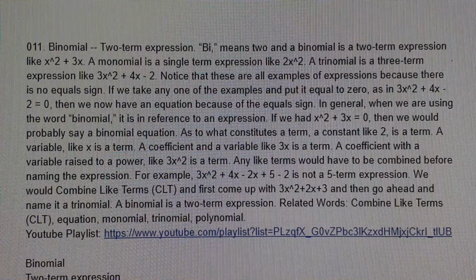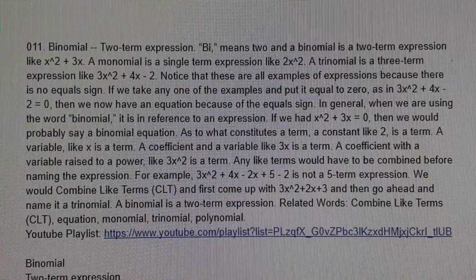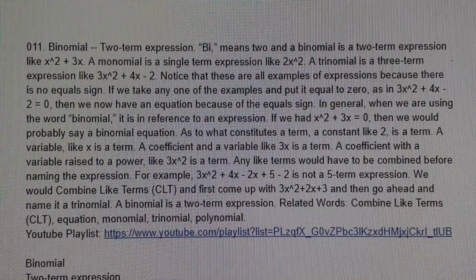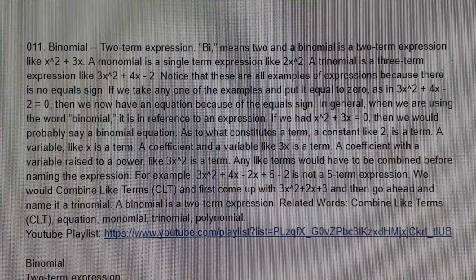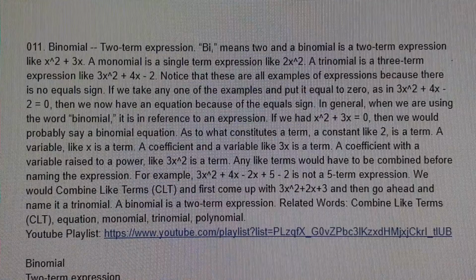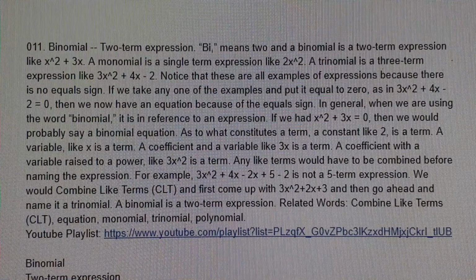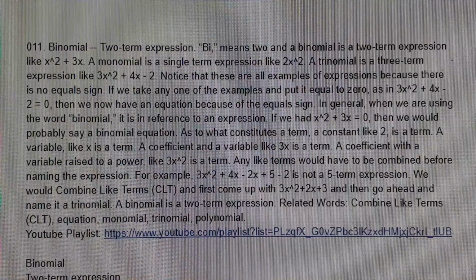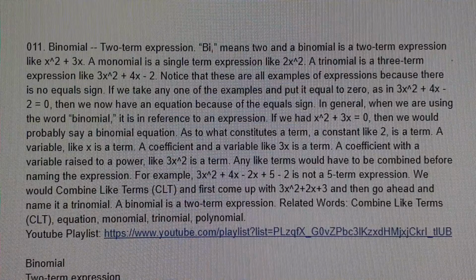As to what constitutes a term, a constant like 2 is a term, a variable like x is a term, a coefficient with a variable like 3x is a term, a coefficient with a variable raised to a power like 3x squared is a term. Any like terms would have to be combined before naming the expression.